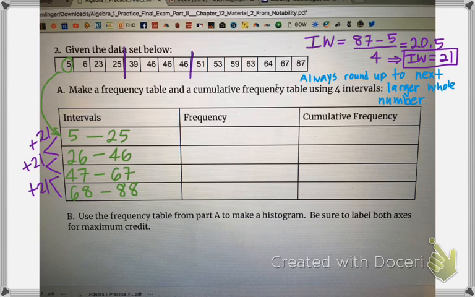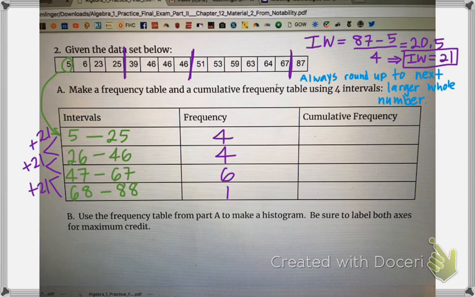The frequency, the way that we deal with that is we break the set of data up based on our intervals. So we go to 25, so we cut that off, and then we go to 46, so we cut it off, and then we go to 67, and we cut that off. So we have 4 pieces of data, and we have another 4, 6, and 1, so we place those in the frequency. Frequency just means the number of things in each interval. You just count them up.